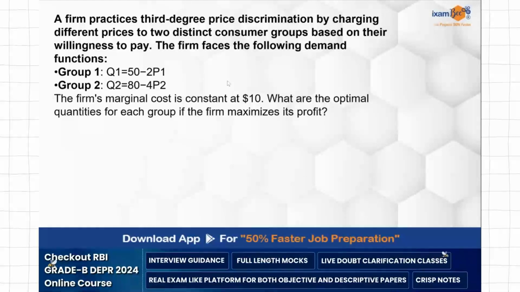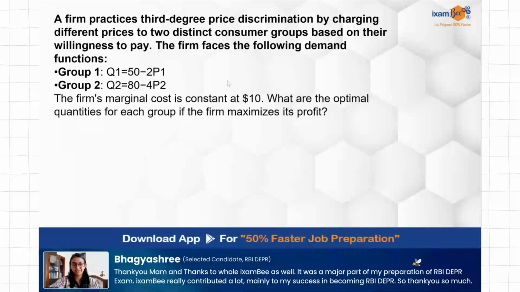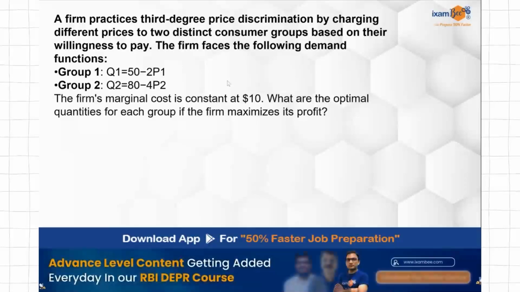Okay. A firm practices third degree price discrimination by charging different prices to two distinct consumer groups based upon their willingness to pay. The firm faces the following demand functions. Q1 is equal to 50 minus 2P1, Q2 is equal to 80 minus 4P2. The firm's marginal cost is 10. What are the optimal quantities for each group? A firm maximizes its profit.